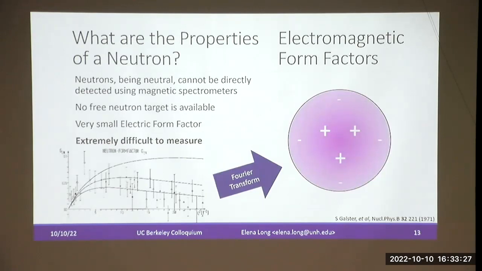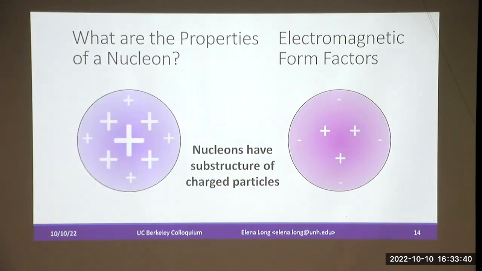However, you still take this data, do the Fourier transform, and you get what looks like a positive core inside the neutron with a negative outer shell around the outside of it. So what we learned from this on a deeper level is that whatever this substructure is making up protons and neutrons, that substructure is charged. It's made out of positive and negative charged particles.